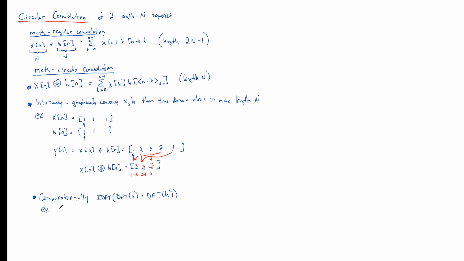As an example using MATLAB, we could create vector x like this at the prompt. We could create vector h at the prompt. And then if we did the inverse FFT of the FFT of x, we're going to have to dot times this, right, because they're vectors, of the FFT of h, we'll get back 3, 3, 3.